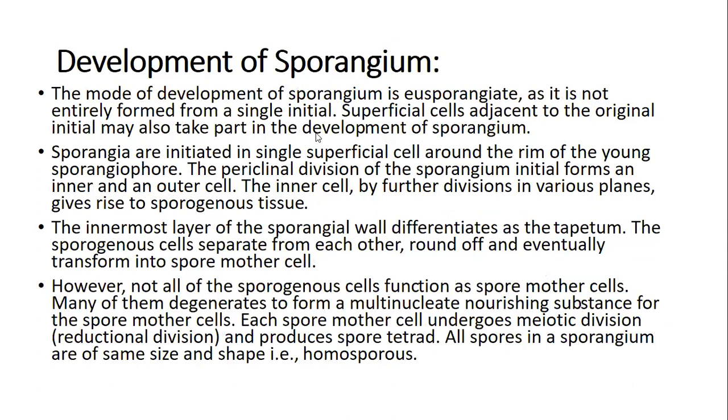Now, how is the sporangia? The mode of development of sporangia here is eusporangiate type. Okay, so it is not entirely formed from a single initial, but the superficial cells also take part in the development of the sporangium. That type of development, we call it eusporangiate type of development.